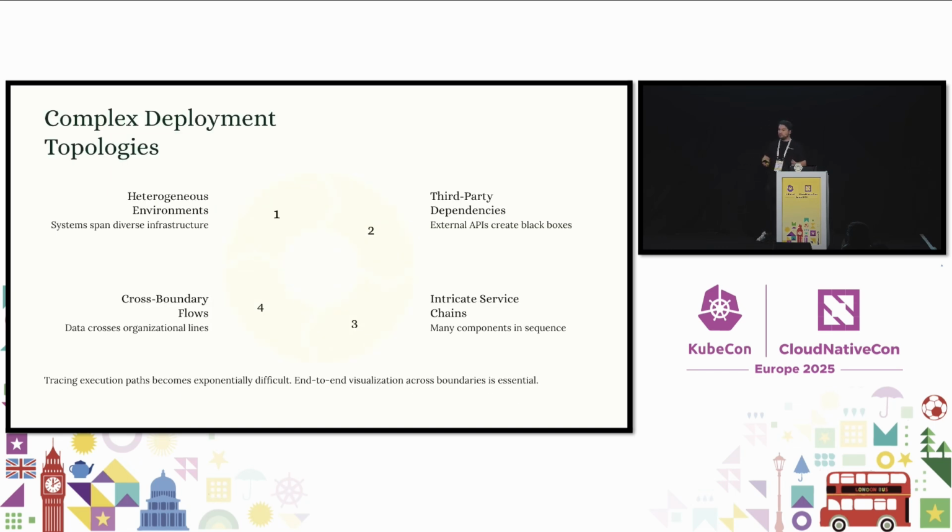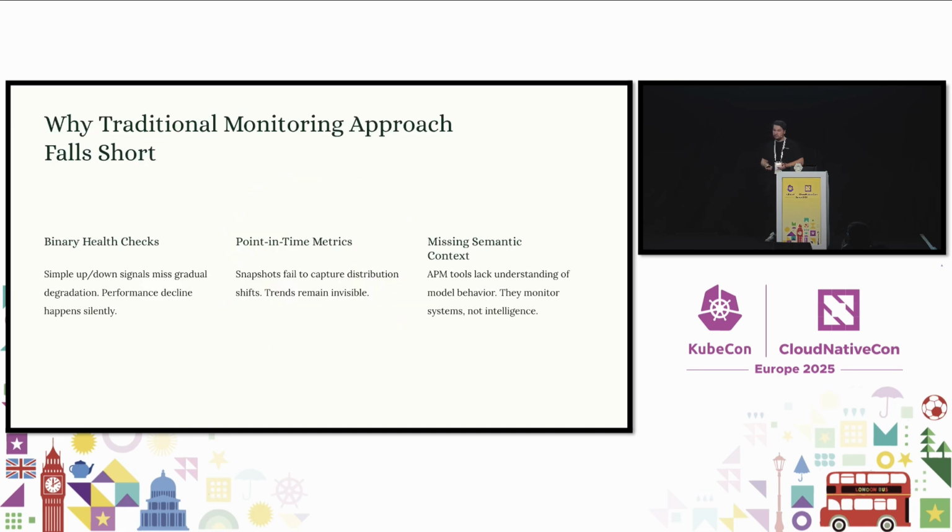There are also complex deployment topologies, like heterogeneous environments, where your old Kubernetes clusters are not the same. There are some third-party dependencies, some intricate service chains, and some cross-boundary flow, where data crosses organizational lines.